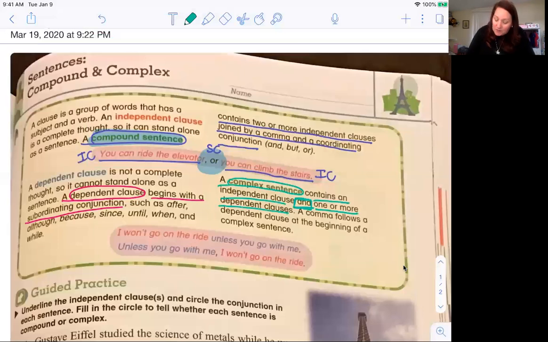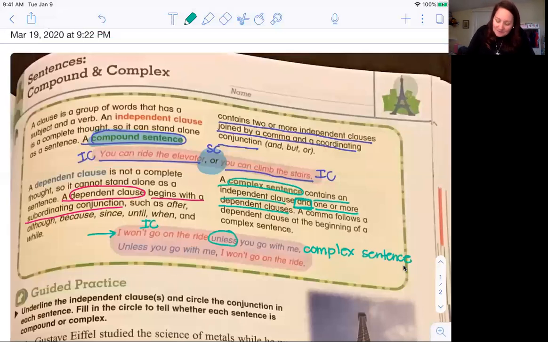So let's look at this first one that they've given us. It says, I won't go on the ride. Is that a complete thought? I will go. Yes, that is. Okay. That is an independent clause right here. Then we have the words unless you go with me. Is that a dependent clause? It is because it begins with a subordinating conjunction, unless. So this right here, ladies and gentlemen, is an example of a complex sentence. Don't worry if you're having a little trouble. These are complex ideas that we're working through today.